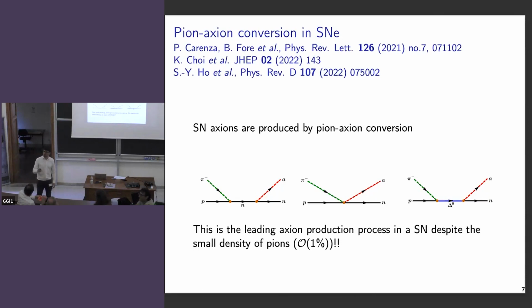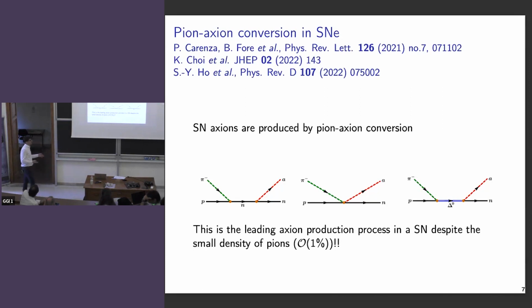I don't know if we can go on, or are there still any comments? Oh, okay. Yeah, and actually then there were huge developments related to this process. Indeed, in the following years, there have been new developments. For instance, also with some colleagues here, Choi added the contribution of the contact term interaction. And in addition, there was also the contribution in 2022 of the delta mediated term. So all these corrections increase the emissivity by a factor of few with respect to considering just this diagram here.